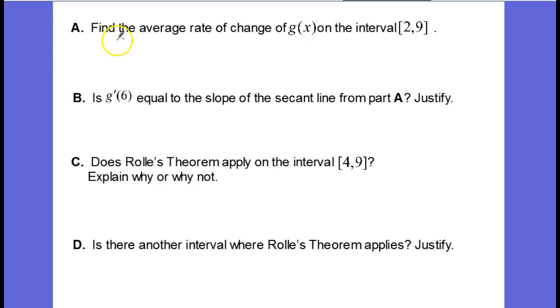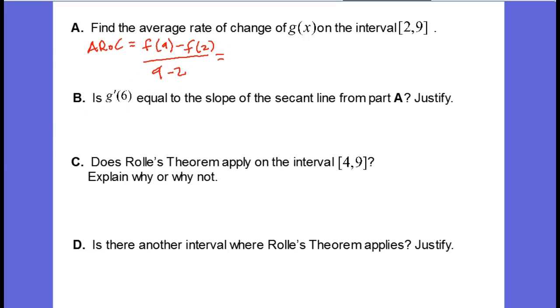Alright, so in part A they want me to find the average rate of change of g of x on the interval from 2 to 9. That's a closed interval. So we're going to use our average rate of change formula. So average rate of change is equal to, remember that was f of b, so that's f of 9, minus f of a, which that's going to be f of 2, over b minus a, that's 9 minus 2.